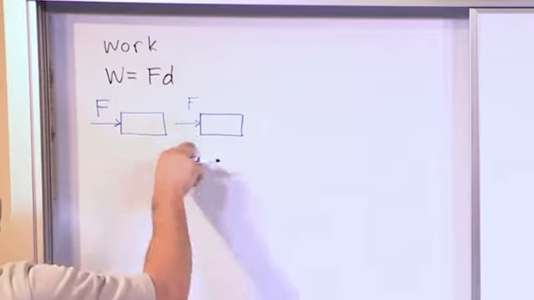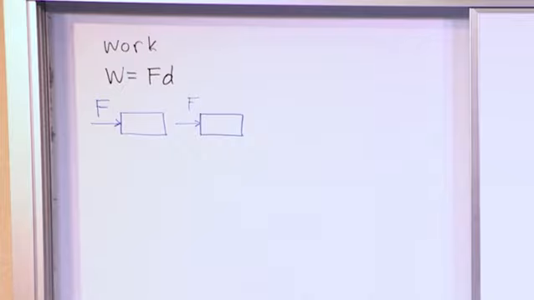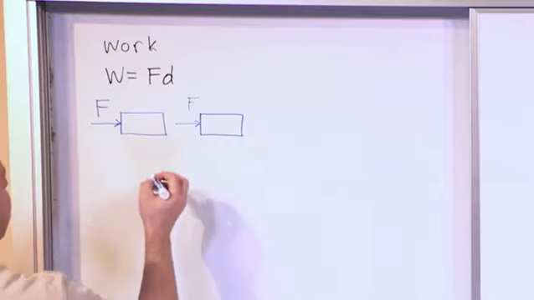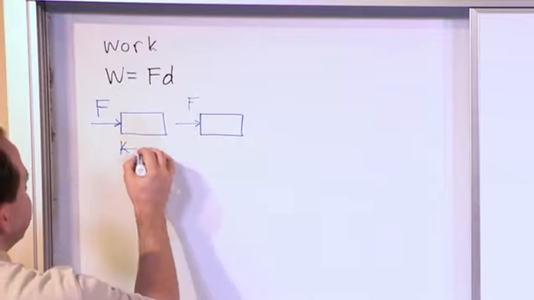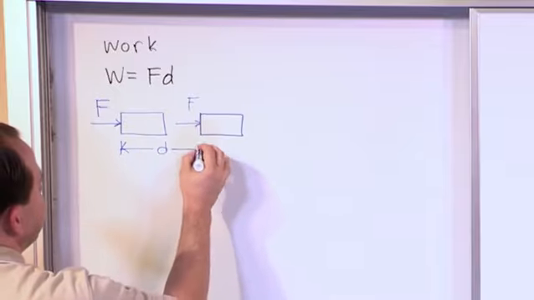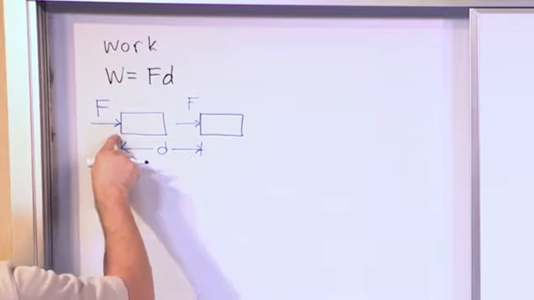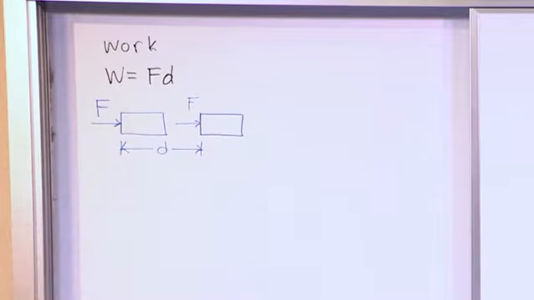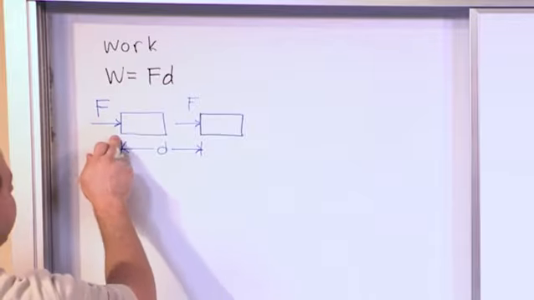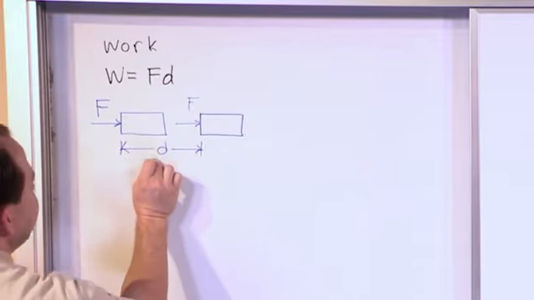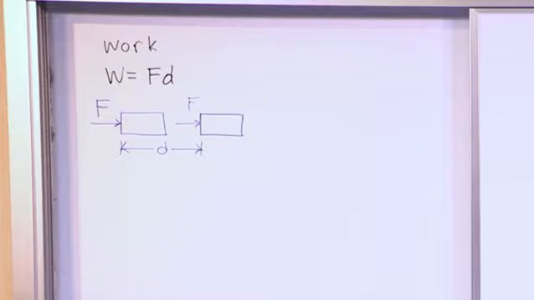I never stop pushing with a force F. I'm always pushing with a constant force. And this box has moved a distance d. Notice I'm measuring from the front of the box to the front of the box. So this is the total distance the box has actually moved, right?